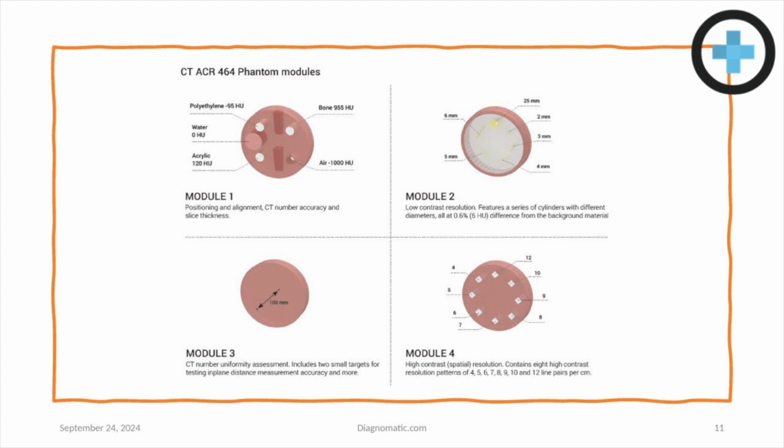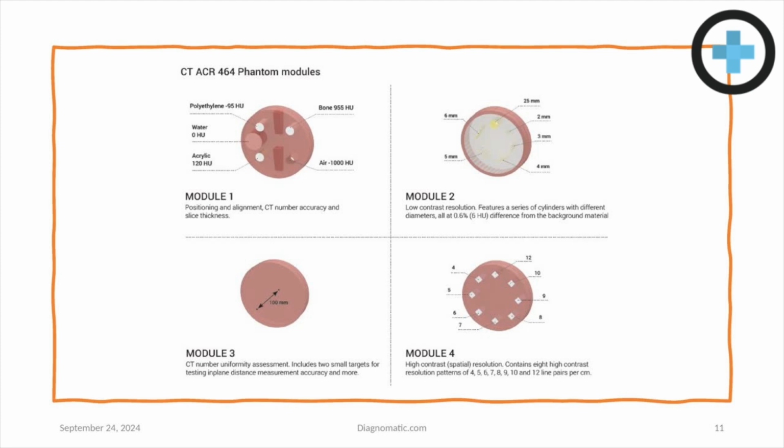And then the space between the cylinders is equal to the diameter of the cylinder. A 25 millimeter cylinder is included to verify cylinder-to-background noise or contrast level and to assess contrast-to-noise ratio. Module 3 consists of a uniform tissue-equivalent material for CT number uniformity. 2 very small BBs are included for optional use in assessing the accuracy of the implant distance measurements, used to assess the cross-section sensitivity profiles.